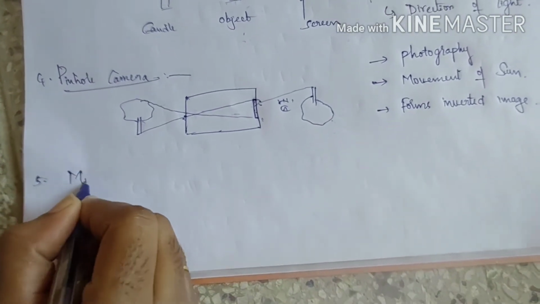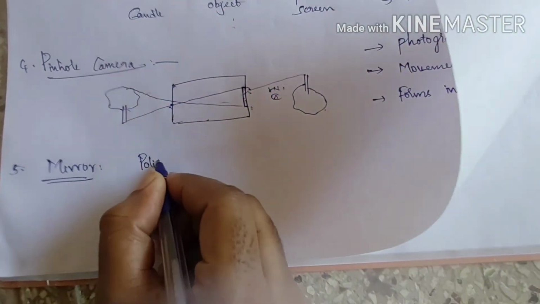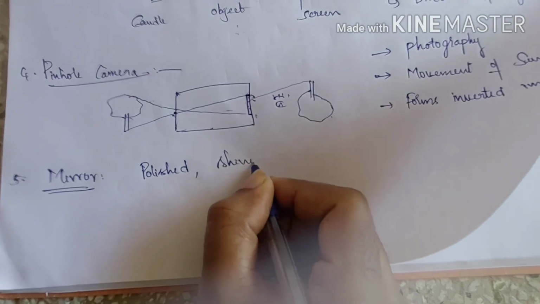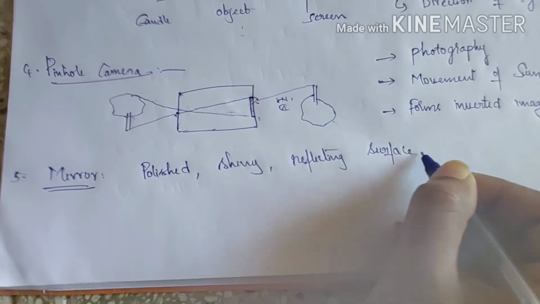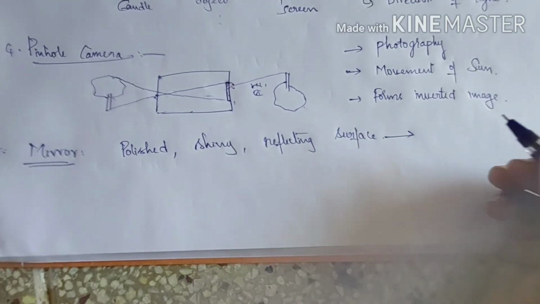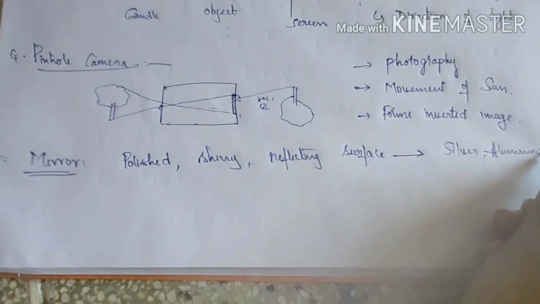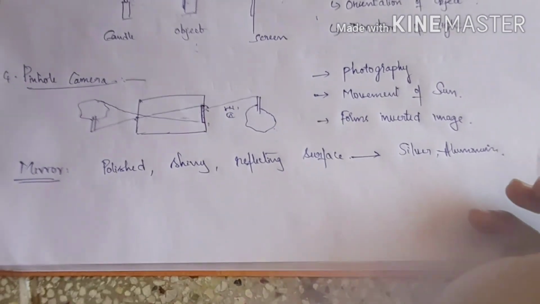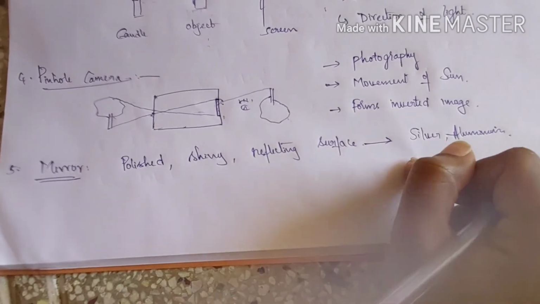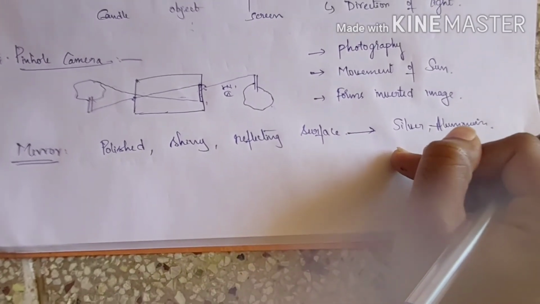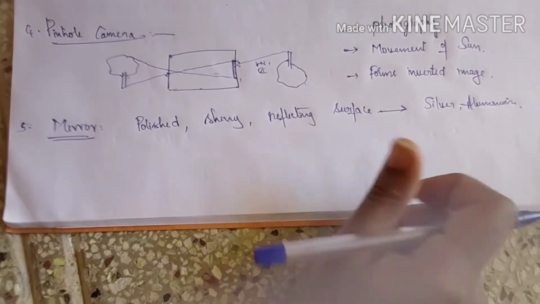And then you have the mirror. A mirror is a polished, shiny, reflecting surface. Whatever light falls on it gets reflected. For this purpose, we coat the mirror glass with a silver or aluminum coating, to reflect more light. All the mirrors that we use in our home reflect the light, but they are not perfect mirrors. A perfect mirror will have a coating of silver which will reflect 99.99% of light. So a mirror is just a polished, shiny, reflecting surface that will reflect the light that falls on it.